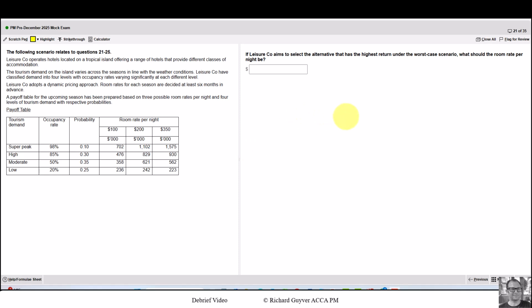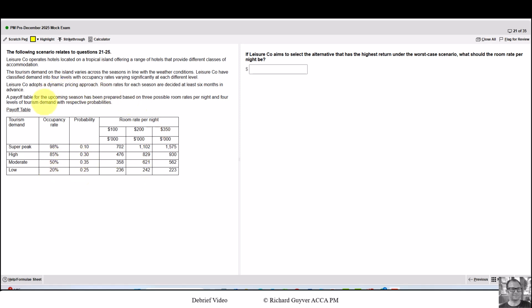So maxi-min: we find the minimum, and the minimum is the worst outcome based on the decision they can make. The only decision they can make is how much they charge per room, which is these 3 lines here. They can't choose demand, they can't choose occupancy rate, they can't choose probability.